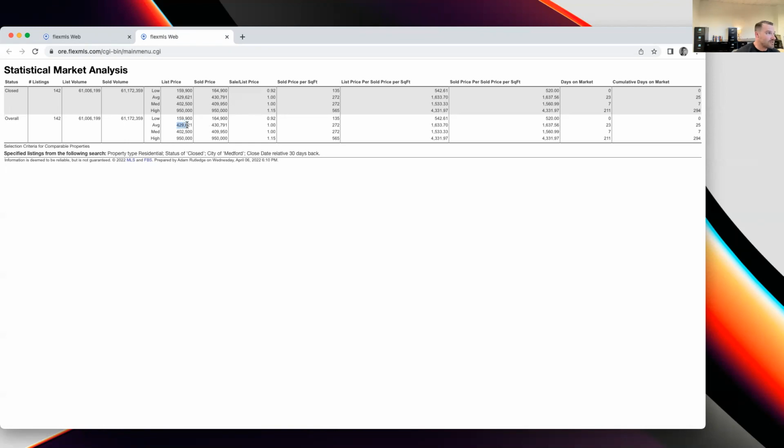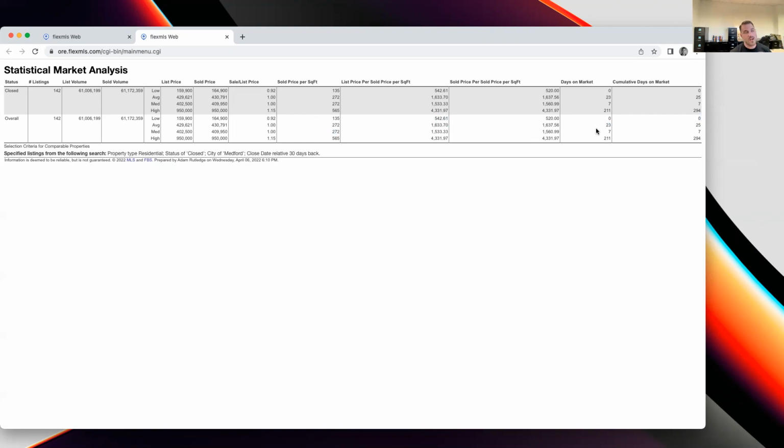The average home was listed for 429, sold for 430. The median home, which is the literal middle, listed for 402.5, sold for 409.50. The most expensive home that sold in the last 30 days was 950,000. The cheapest home was listed at 160, but sold for 165. Interesting. Very interesting. Now we have our sold price per square foot, which is the same. This is rare, right? The average price per square foot in the past 30 days in Medford was $272 per square foot. The average days on market, 23.